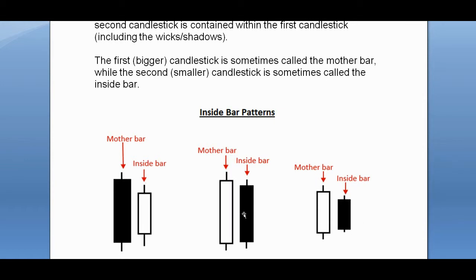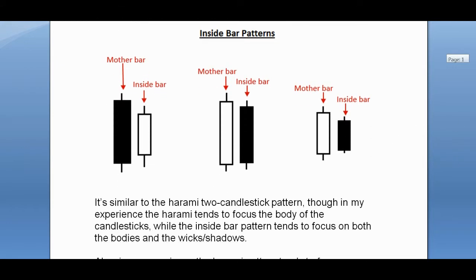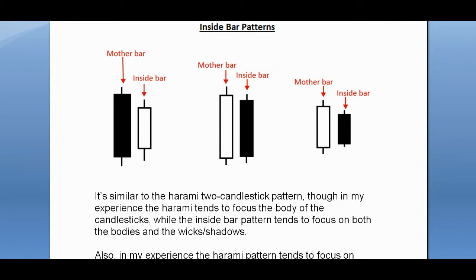The colors of the 2 candlesticks are not as important as just the fact that the second one is contained within the first one. That's called the inside bar pattern. And if you know about the Harami, and I do have a video on that, this is similar to the Harami 2 candlestick pattern. Though in my experience, the Harami tends to focus on the body only of the candlesticks, while the inside bar pattern tends to focus on both the body and the wicks, or shadows. So that's a main difference.